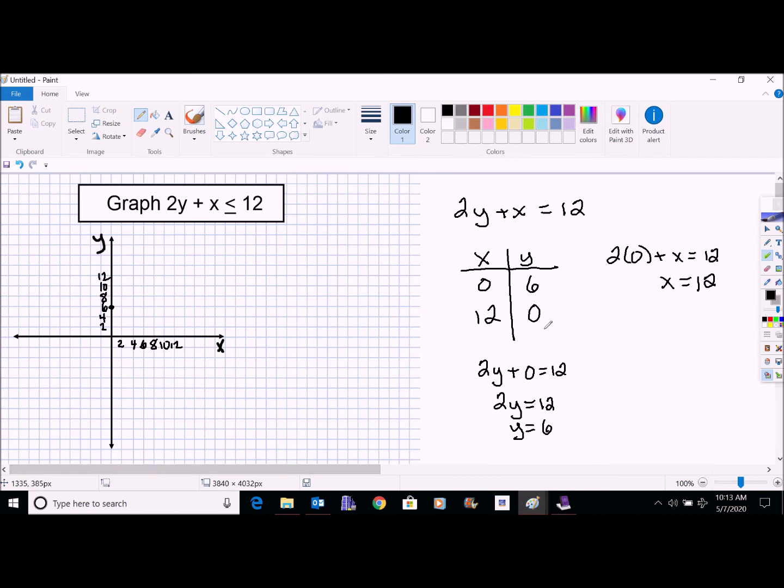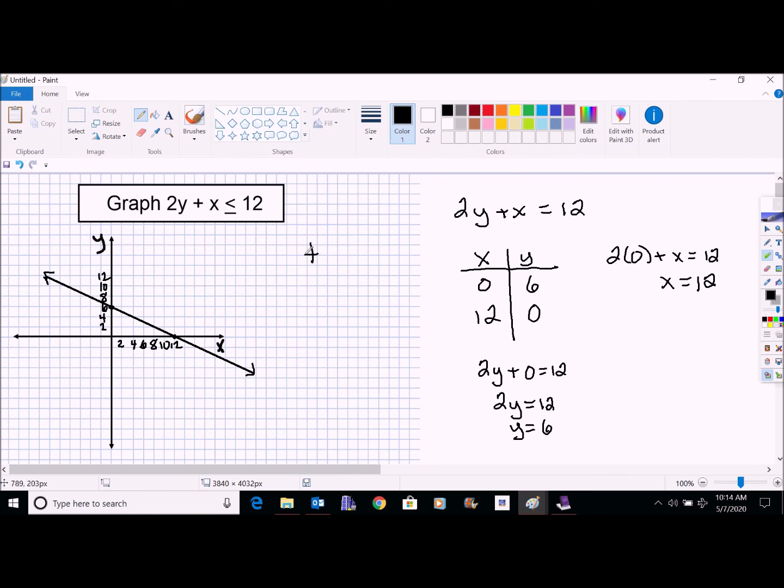So x is 12, y is 0. (0, 6) and (12, 0) is my x-intercept. So we have this. Keeping in mind that I'm supposed to be doing a solid line, you're going to take your ruler or your straight edge and bring yours down. I'm going to do a good job with mine, so my straight edge goes all the way through like that. Arrowheads show that it goes on forever. This is my borderline. It's my solid borderline.